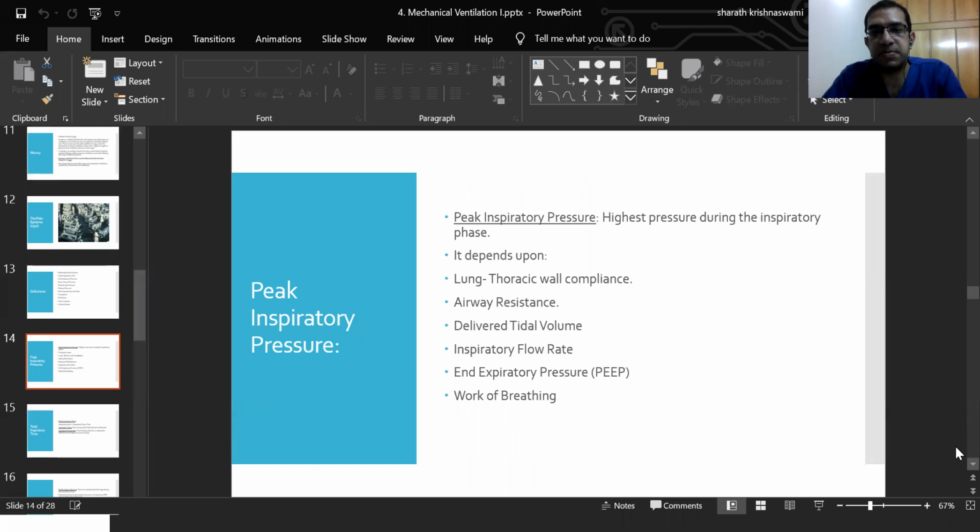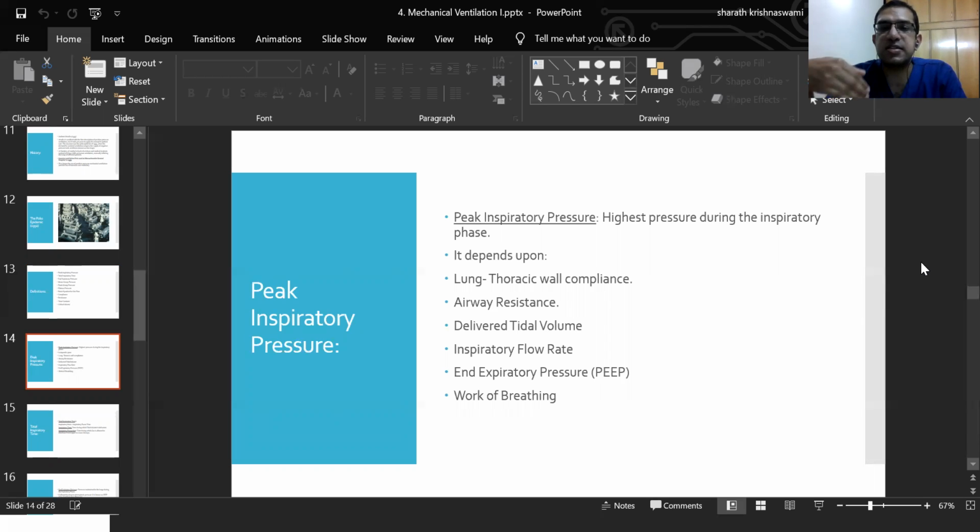Now, peak airway pressure. This is the highest pressure that is attained during the inspiratory phase of the patient. This will depend on the lung and thoracic wall compliance, which means the extent to which the thoracic wall and the lung can expand while the patient takes a deep breath. The peak inspiratory pressure also depends on the airway resistance, the delivered tidal volume, the inspiratory flow rate, the end expiratory pressure, and the work of breathing.